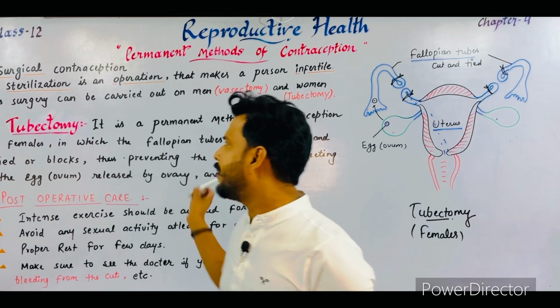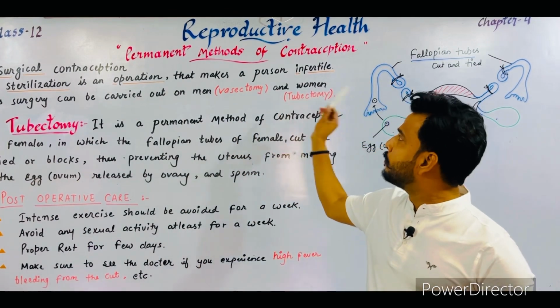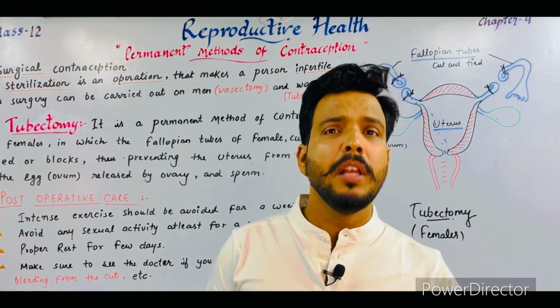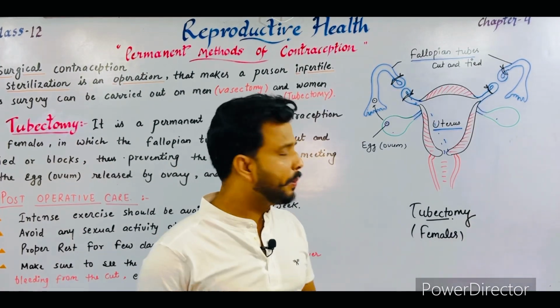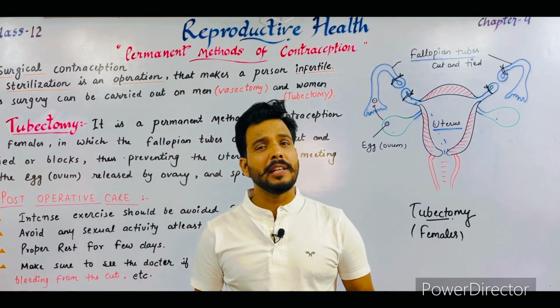It was all about the tubectomy and vasectomy. In this lecture, I described the permanent methods of contraception, in which first of all I told you about the vasectomy, the operation in males, while at last I told you about the tubectomy that occurs in the female. So I hope all the things are very clear to you.